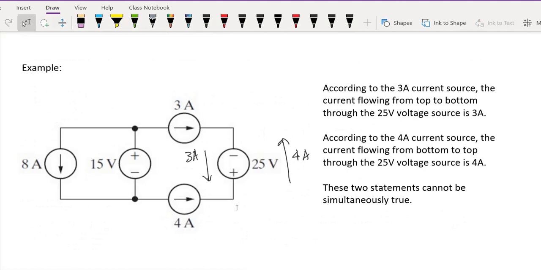Let's look at another slightly more complicated example. Again, according to the 3 amp current source here, the current flowing through this voltage source from top to bottom should be 3 amps. But if you look at the 4 amp current source here, the current going from bottom to top through this voltage source should be 4 amps. So these two statements cannot be simultaneously true. That means that's a contradiction. So this circuit is not valid. Now, in practice, you should not make circuits like this. In theory, we'll say this is mathematically not defined. So it's an invalid circuit.